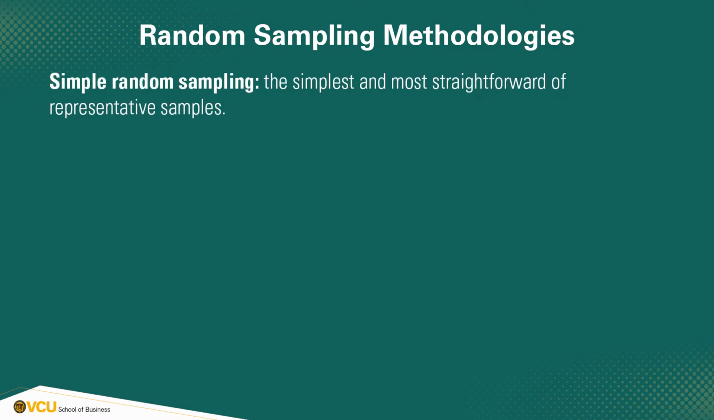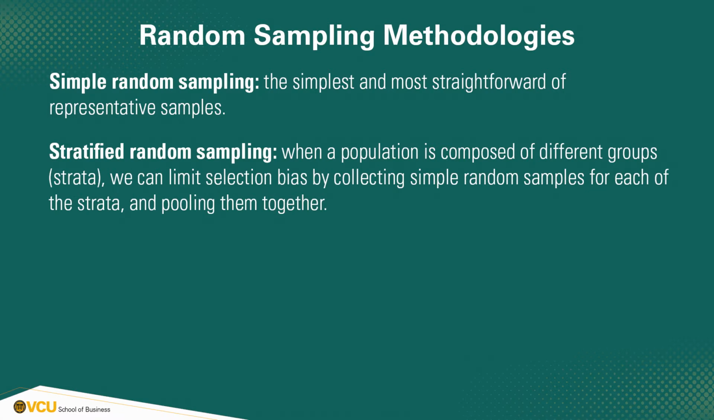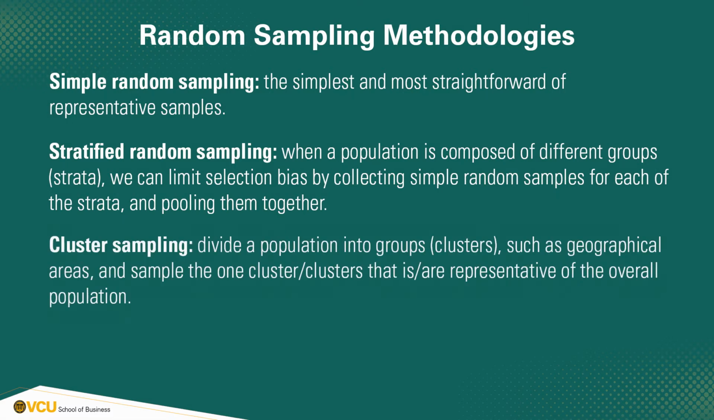The simplest and most straightforward of sampling techniques that yield a representative sample is called simple random sampling. However, in many cases, especially when the population is quite heterogeneous and made of profoundly different subgroups, we need to create a simple random sample for each of these subgroups and pool the samples together into a single one. We call these subgroups strata, and the sampling technique stratified sampling. Another popular random sampling methodology among statisticians is cluster sampling.